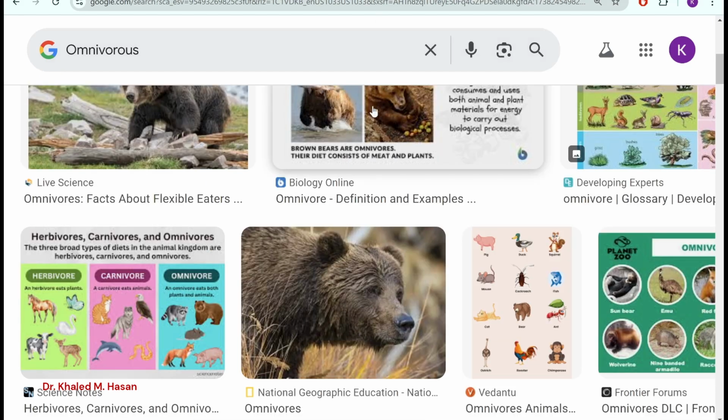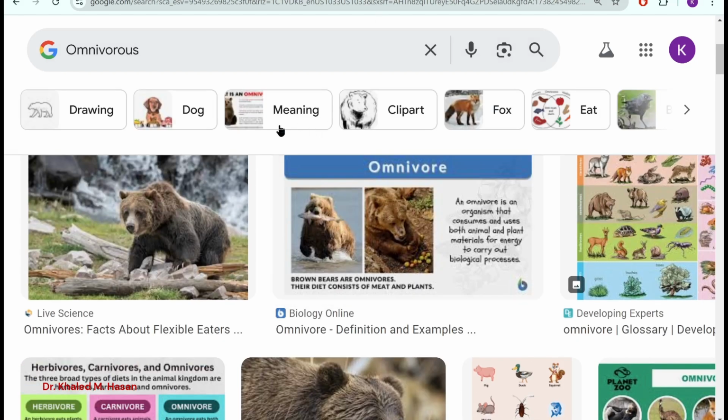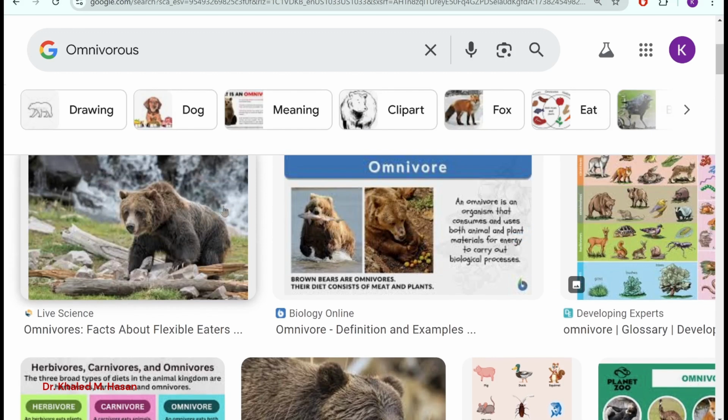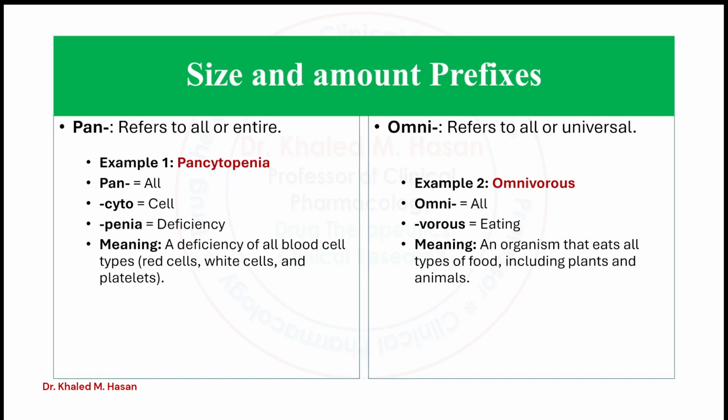Okay, regarding omnivorous here, talk about the creatures or living system. Animals are able to eat plants and animal sources. Again in the slide, we have pancytopenia, mean deficiency of all blood cells type. We have omnivorous, mean an organism that eat all type of food, including plants and animal.